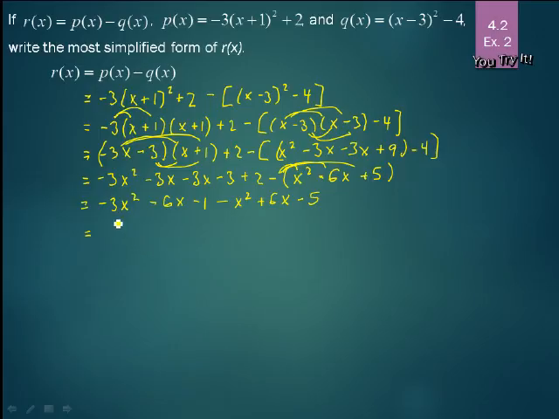and so we can just combine like terms. So we have a -3x², and we have a -x². So -3 minus 1 is -4x². And then we have a -6x and a positive 6x. Those add to 0. And then we have a -1 and -5. So those add to -6. So our final answer we see is r of x equals -4x² - 6.